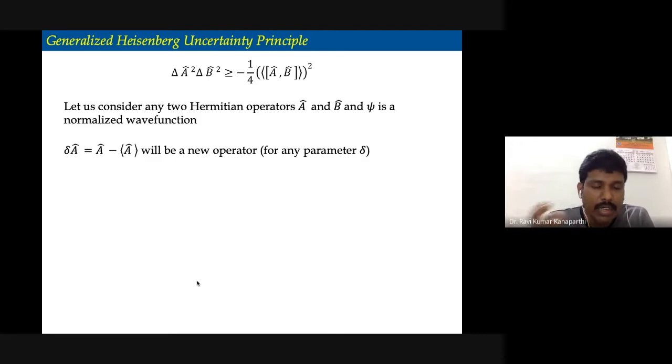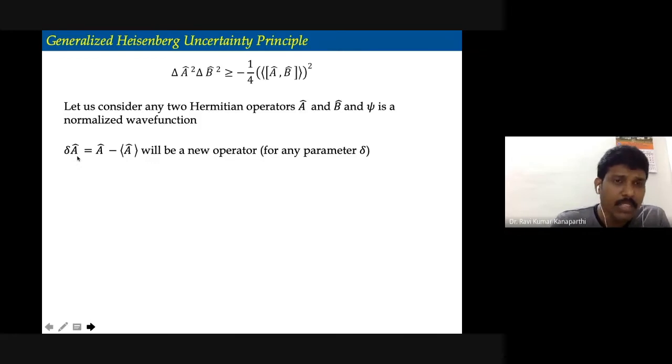You can actually change the position of the wave function in the integral. That is the Hermitian property. Now my operator, I'm just going to multiply with some parameter delta, which is equal to this particular thing I am defining: A minus the expectation value of A.